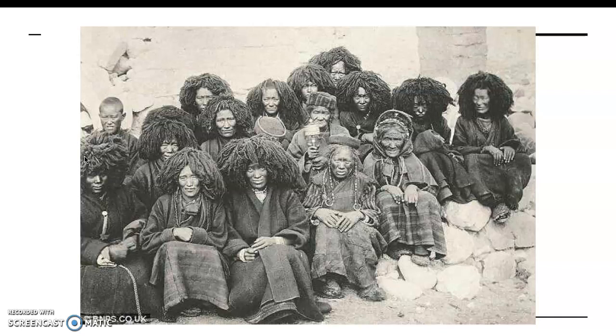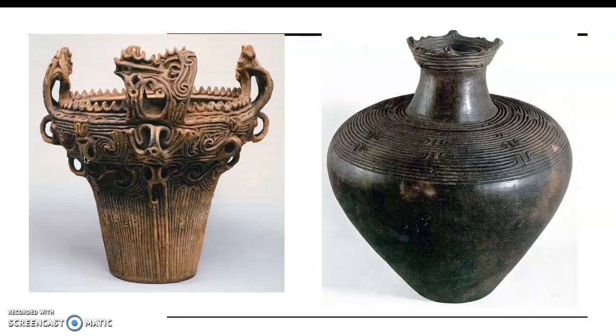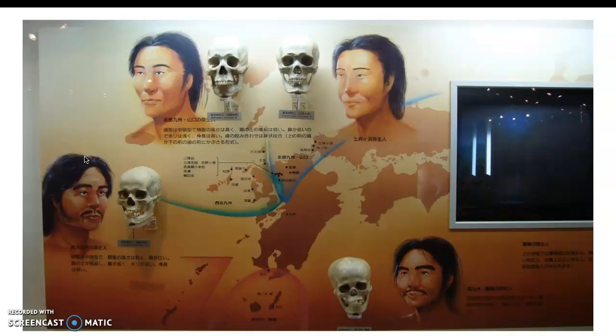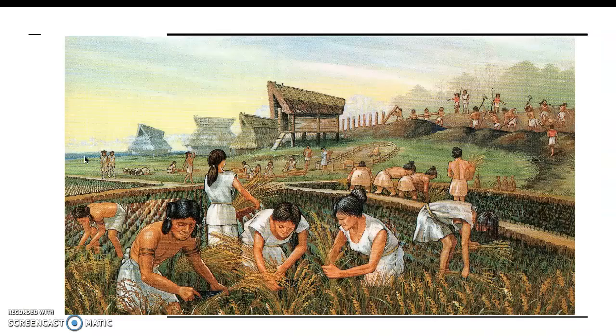So the Jomon and this corded pottery that they're famous for leaving behind. And then some of the other areas here. This map in a museum shows the different skull designs of the ancient peoples and how they ended up in the specific areas. And the Yayoi people right here.